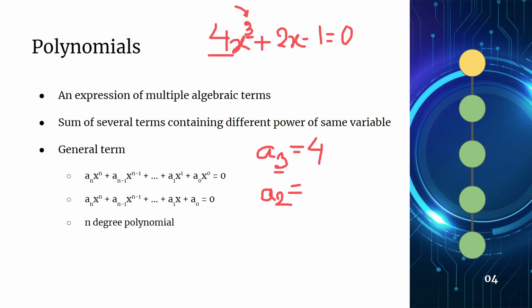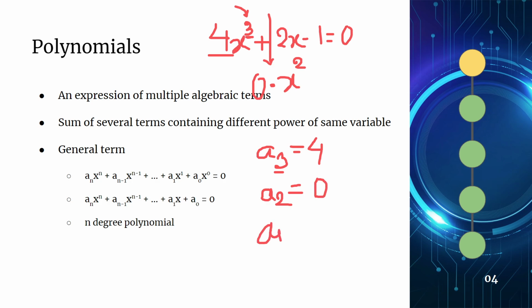Next is a2. What is the value of a2? We can see that no power of 2 of x is present. Actually, we can assume that a term with x squared is present, only its coefficient is 0, and because it is multiplied with 0 the whole term becomes 0. Hence the value of a2 is 0.